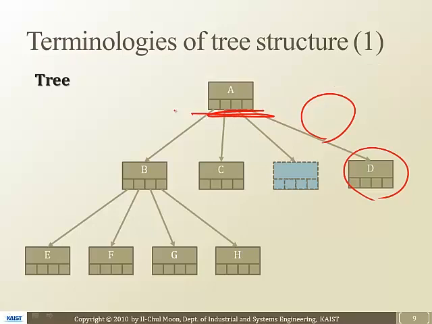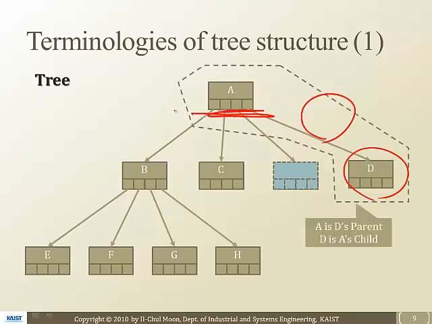And the next thing that we want to know is the parent and child. A is D's parent, and D is A's child, right? And here, A is B's parent, and B is A's child. And B is E's parent, and E is B's child.